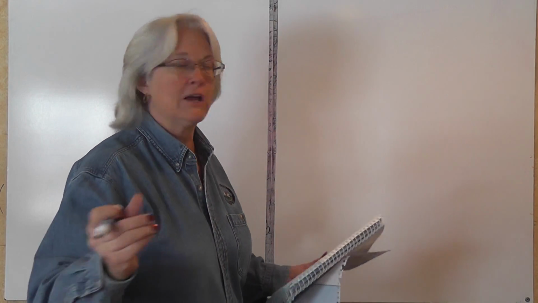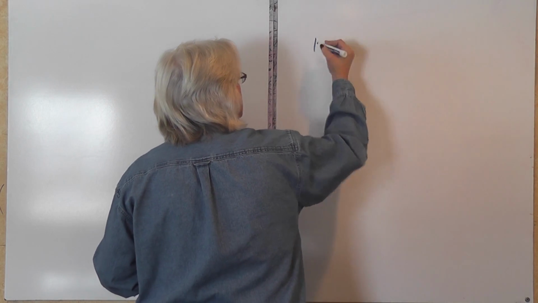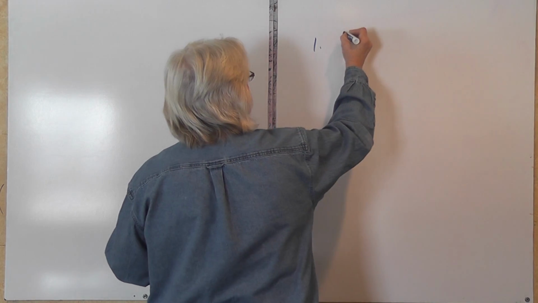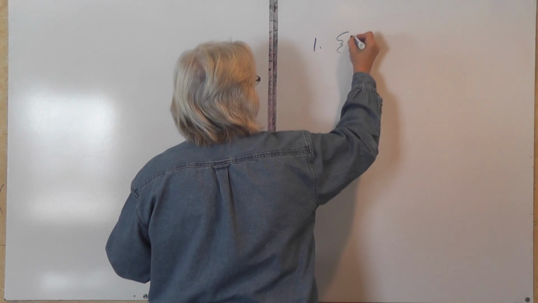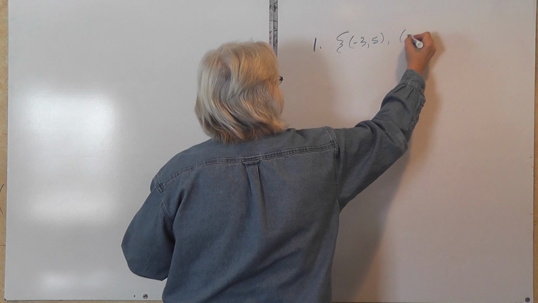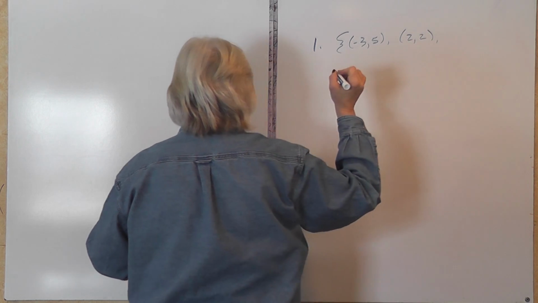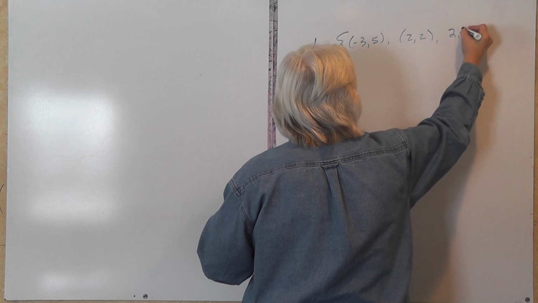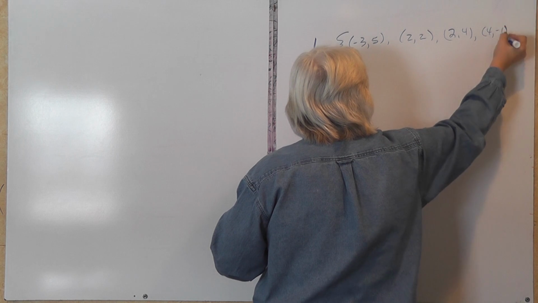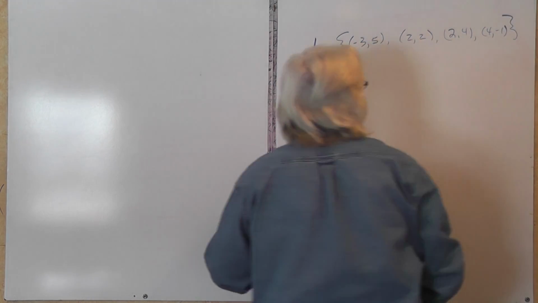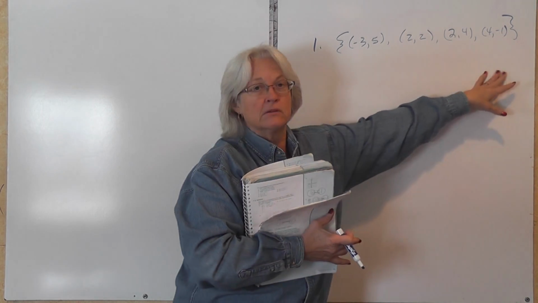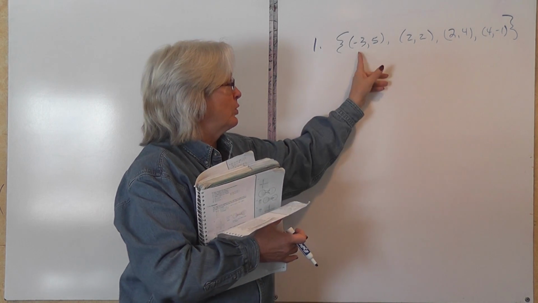First off, we said that a relation was a set of ordered pairs. So we're going to first off make sure that I can see that. We're going to use a set, so we have to use our set builder notation. Those braces, a set of these ordered pairs indicated by (-3, 5), (2, 2), (2, 4), and (4, -1). This is one of the ways that we can indicate a relation. We indicate it as a set using set builder notation of ordered pairs.